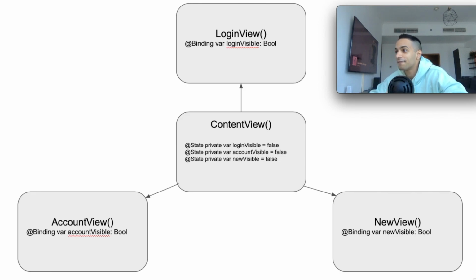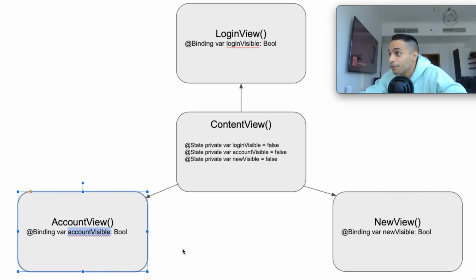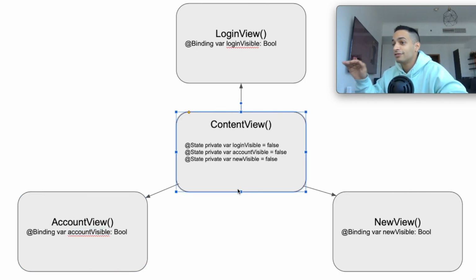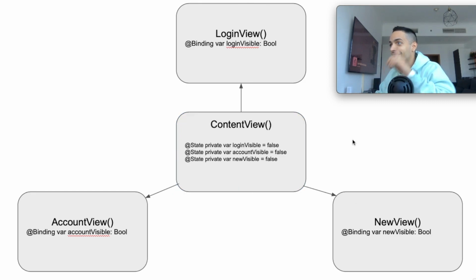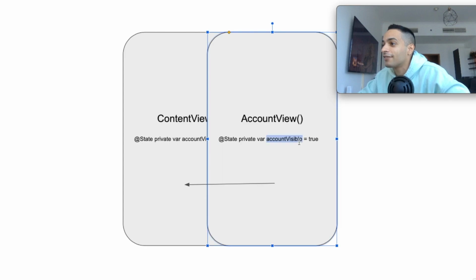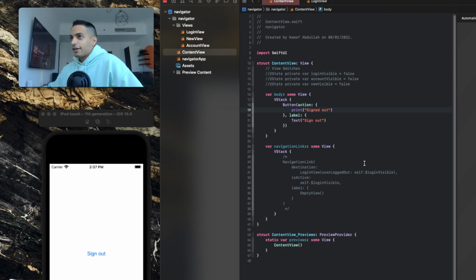So for example, if I set account visible to true, what's gonna happen is that account view is gonna slide over my content view. Not like this, like this. So over here, account visible is set to true, and then that's gonna cause it to slide over the content view, basically. I hope that makes sense. Okay, so let's see what that actually looks like in code.